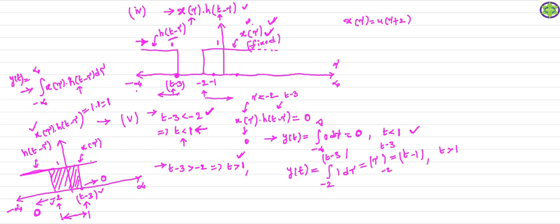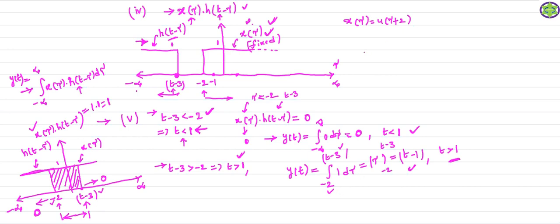If you consider the overlapping intervals, they are minus 2 to t minus 3. Only in between these two limits do I get the multiplication of x of tau and h of t minus tau, which is 1. The integral of 1 is tau. If you substitute the limits of the integration, you will get t minus 1 as your output. This is for t greater than 1.